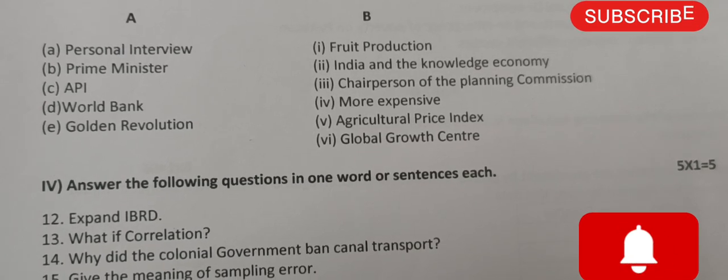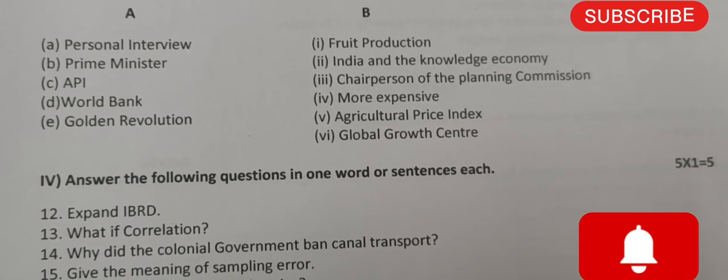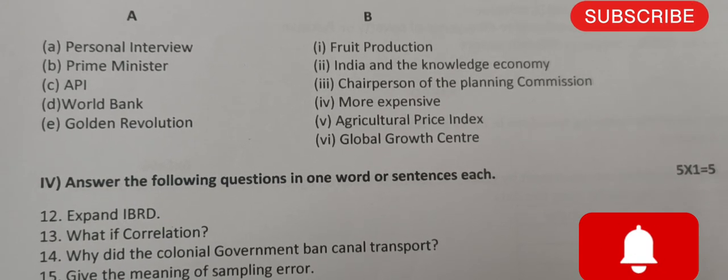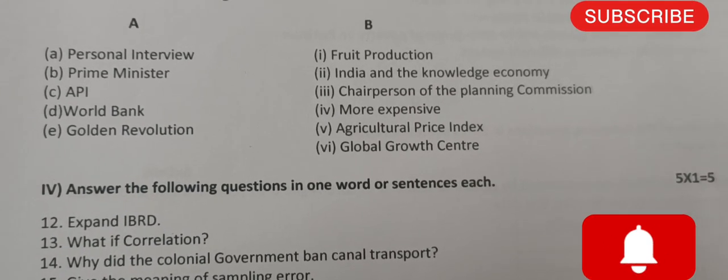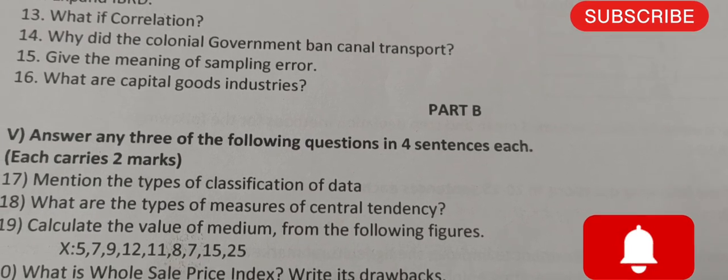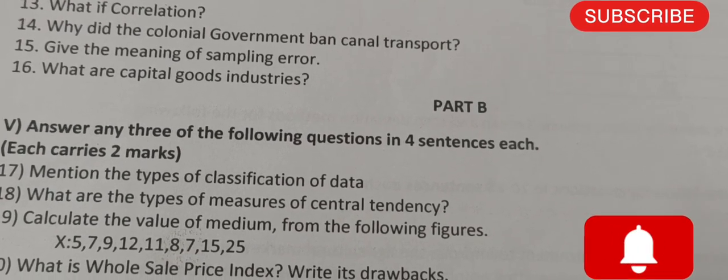Expand IBRD. What is correlation? Why did the colonial government ban canal transport? Give the meaning of sampling error. What are capital goods? Part B, 2 marks questions from part book 1, that is statistics.